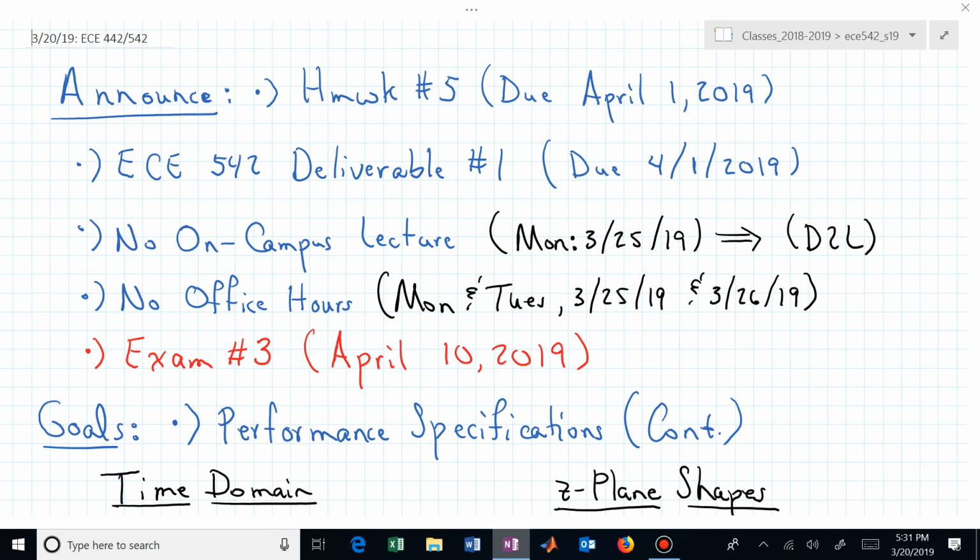As an announcement that's maybe more critical, next week, the next time the lecture is scheduled, we will not be meeting in this classroom. I will not be on campus on Monday of next week, and for that reason, there will not be any office hours on Monday and Tuesday of next week. That's just next week. I haven't canceled office hours for the rest of the semester. It's just for Monday and Tuesday of next week.